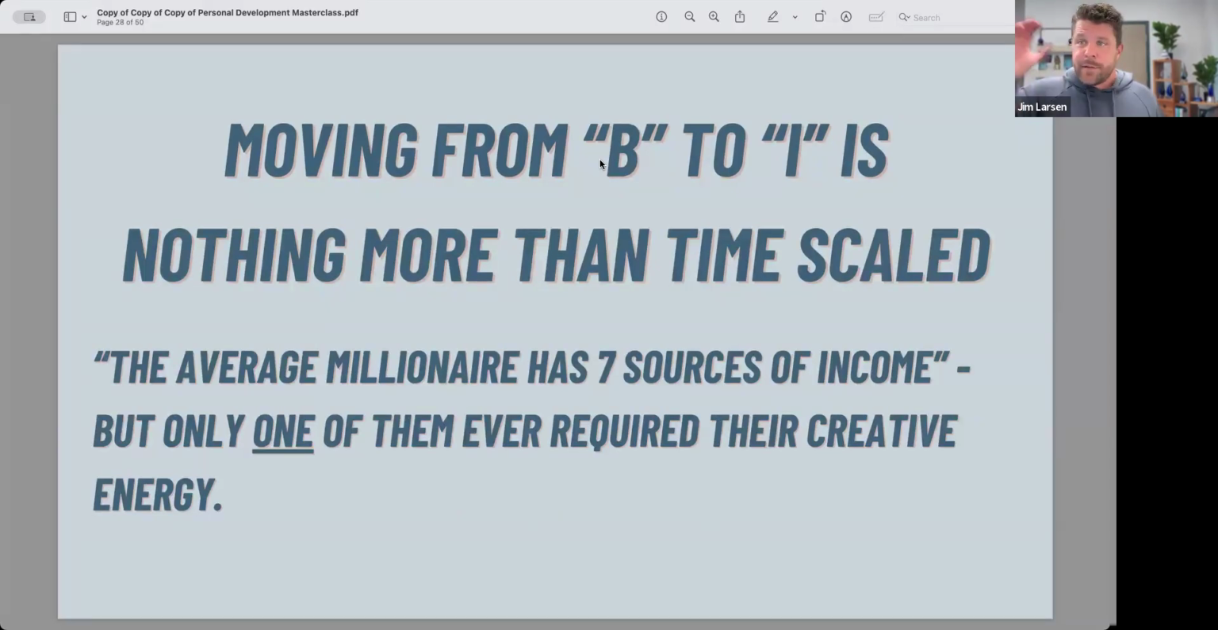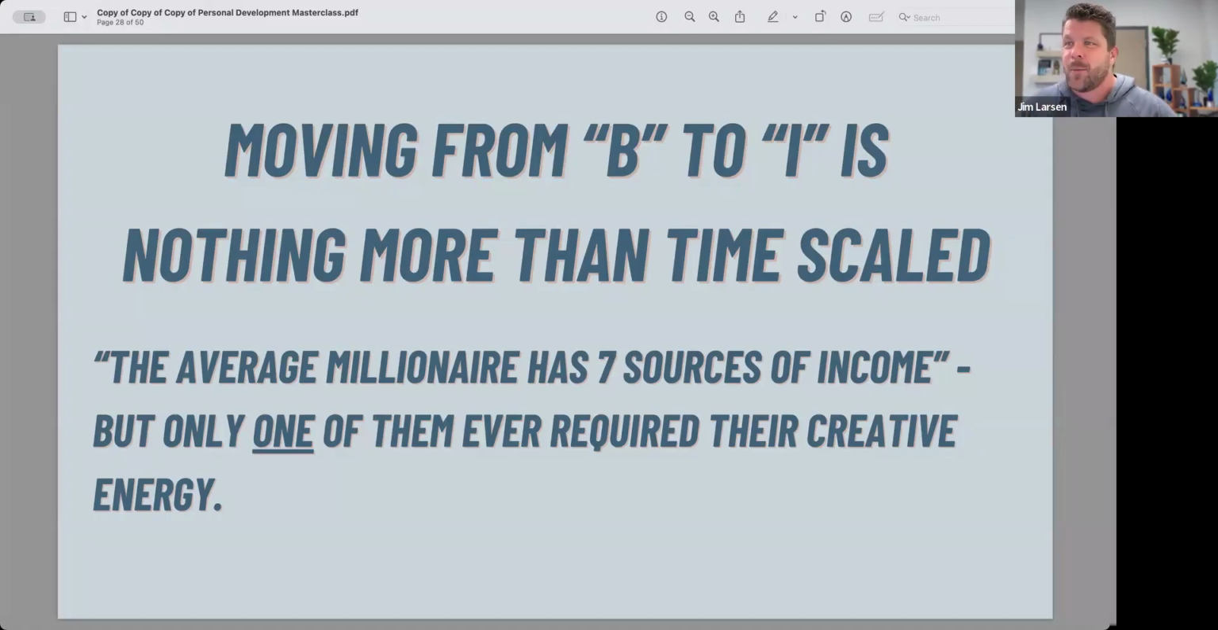Moving from B to I, once you're in the B quadrant, you've got a system working for you. It's nothing more than time scaled. It's nothing more than making that money over a period of time and then investing it. How many, put a 1 in the comments if you've heard the phrase that the average millionaire has 7 sources of income? I'm going to tell you something about those 7 sources. Only one of them ever required their creative energy. Only one of them. Everyone I know that has money built their money in one industry, doing one thing, getting very good, moving to the B quadrant, and then leveraging their capital, their money, to go passively make money.